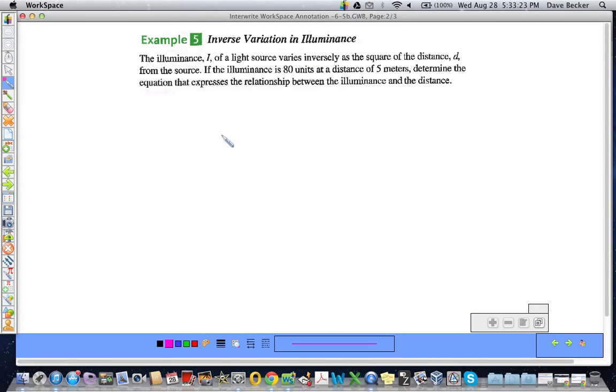It's pretty straightforward. The illuminance I of a light source varies inversely as the square of the distance. Well, I'm always going to start with the general form of inverse variation, y equals k over x. The illuminance I, so I'm going to replace y with I, of a light source varies inversely as the square of the distance d. So that's going to be k, my constant of proportionality, over d squared. So I have my relationship right away.